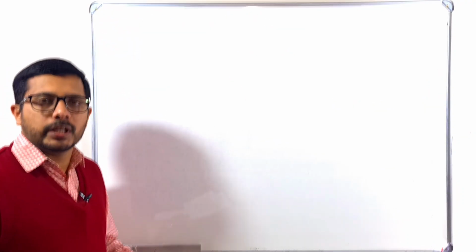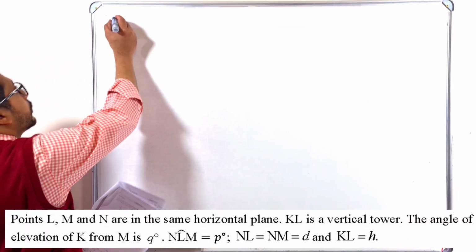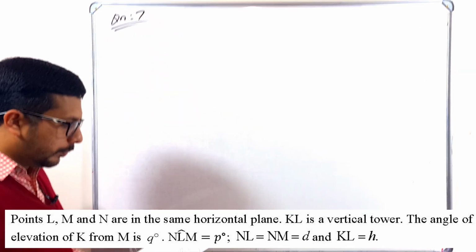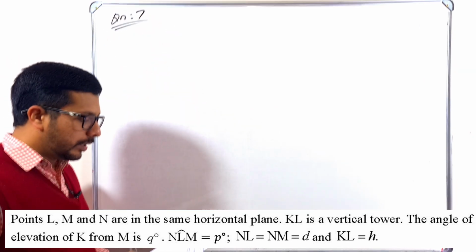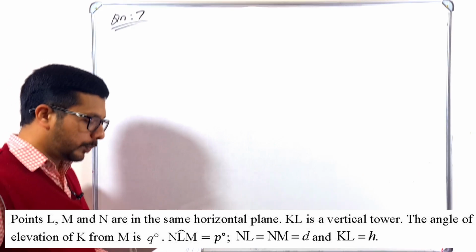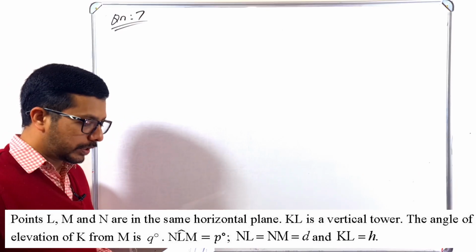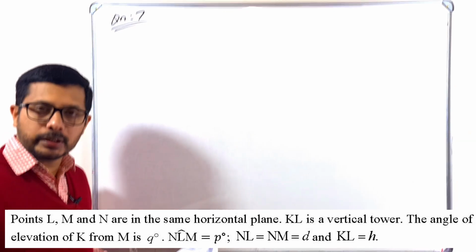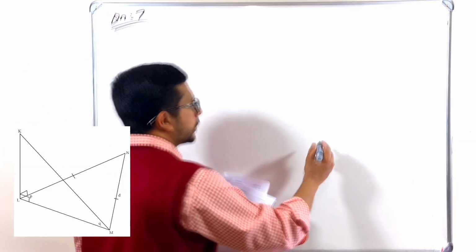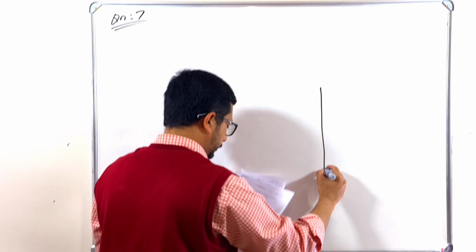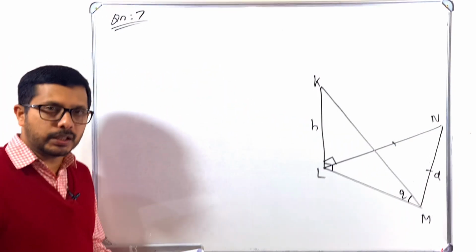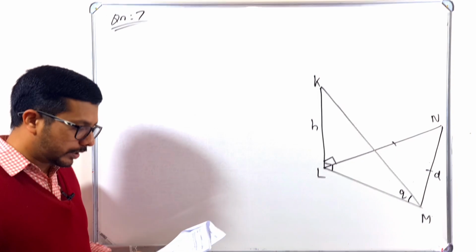Okay, now let's go to the next question. Question number 7. What is that question? Points L, M and N are in the same horizontal plane. KL is a vertical tower, etc. First let me draw that diagram, then from there I will explain the remaining things. I try to draw a rough graph there. Based on that one we have to answer the remaining questions.